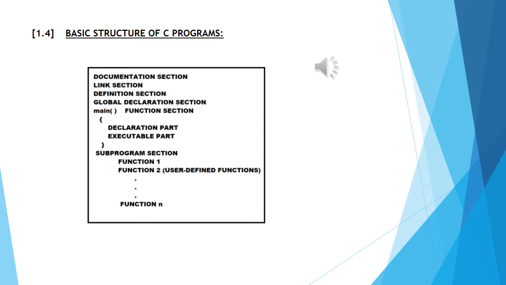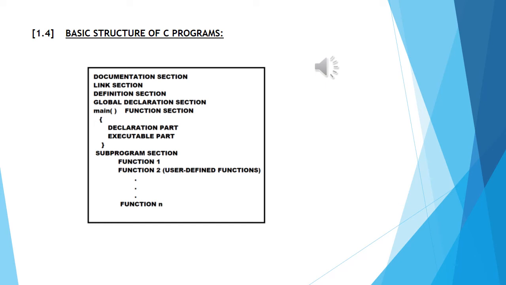Basic structure of a C program. It contains the documentation section, link section, definition section, global declaration section, and main function section. In this, there are the opening and closing braces, declaration part and executable part. Then after that, the subprogram section: function 1, function 2, up to function n.